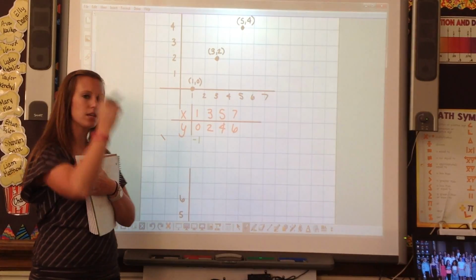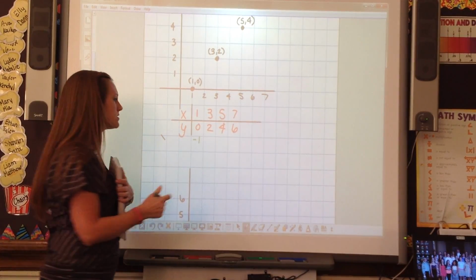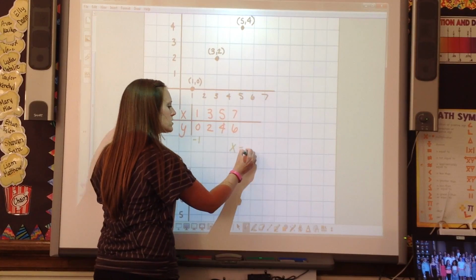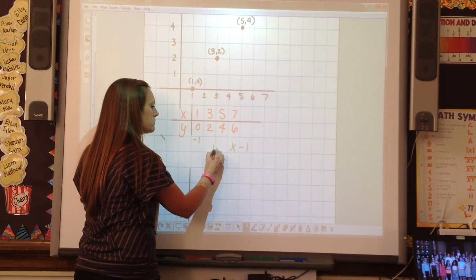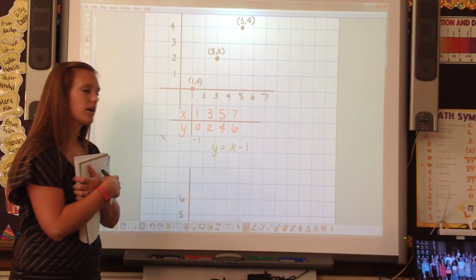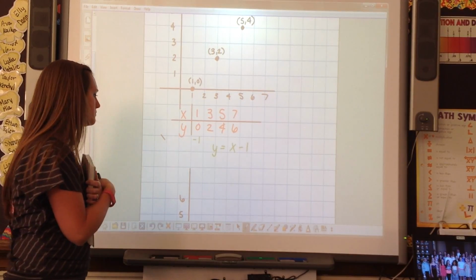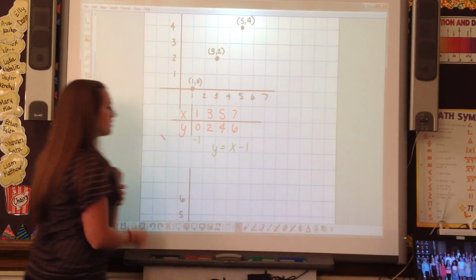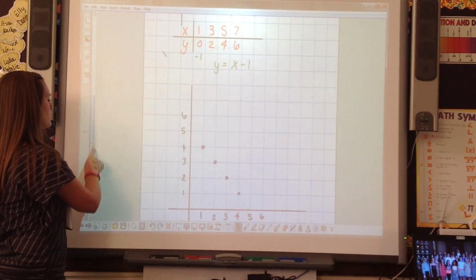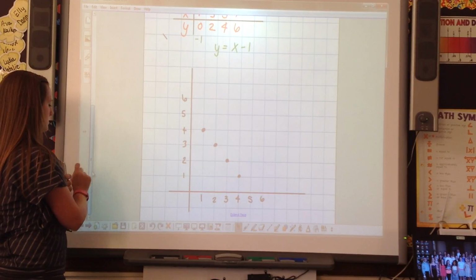So it looks like we're taking the x and we're subtracting 1 to get y. So to find y, I do x minus 1. I just wrote a function. I wrote a rule. You're going to try one more on your own. Here it is.